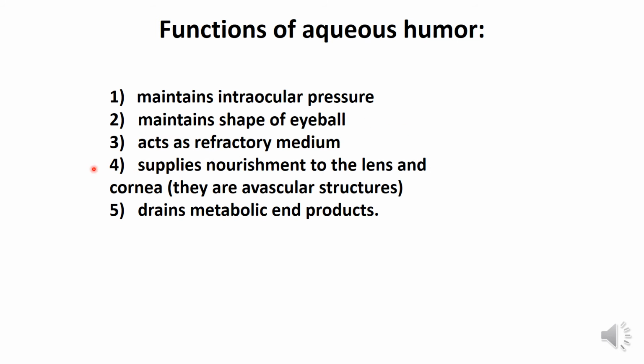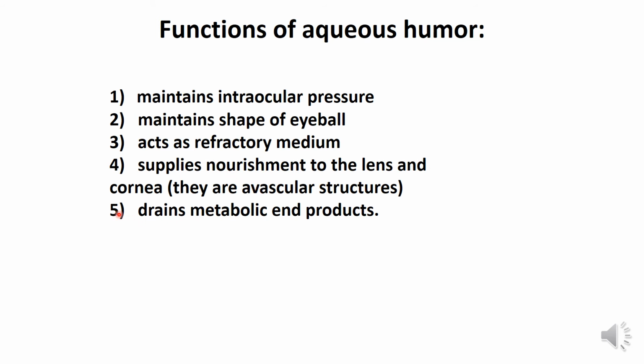The other function, the aqueous acts as refractive media. And the fourth one, which is very important, it supplies nourishment to the lens and the cornea. Bear in mind, the lens and the cornea are avascular structures. So they get their nourishment, oxygen, and nutrients through the aqueous.